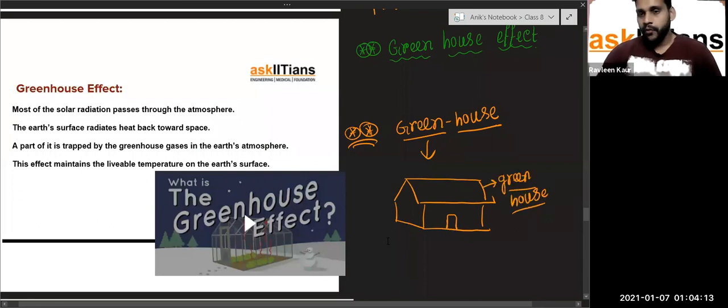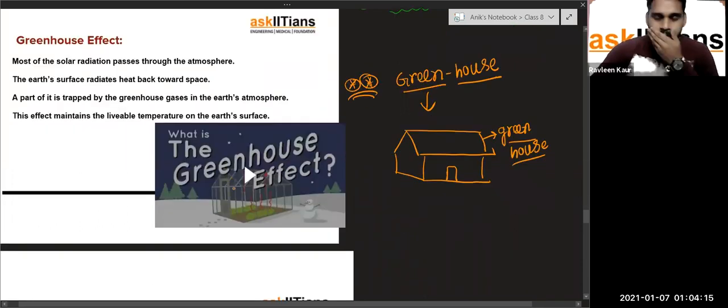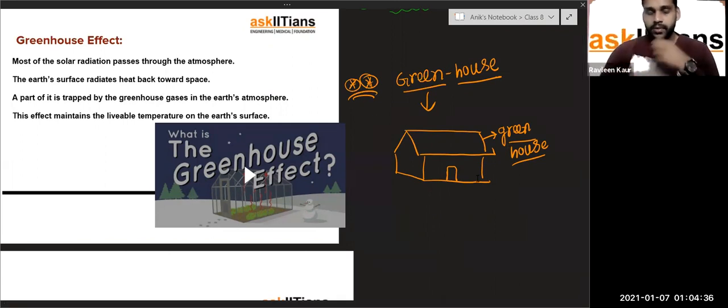So what happens is, in regions where the temperature is not that high, how would they be able to grow vegetables, because ice is falling all the time, right? So how would they be able to grow different types of vegetables? So let's see this video to understand this whole topic in detail.